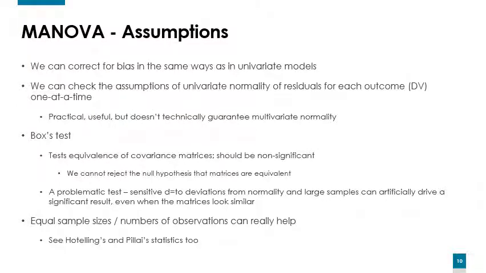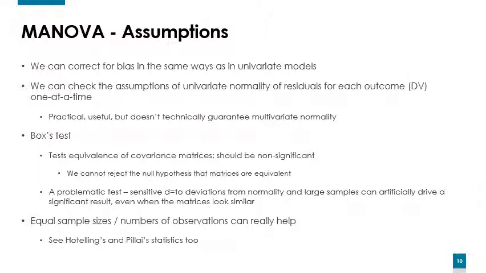If we violate assumptions or if we have bias, if we are planning to do a MANOVA, we can correct for this in a similar way to as in univariate models. So we can check univariate normality for residuals for each outcome one at a time, and this is practical, it's useful, but it doesn't actually guarantee multivariate normality. So you might want to consider using something like a Box's test.